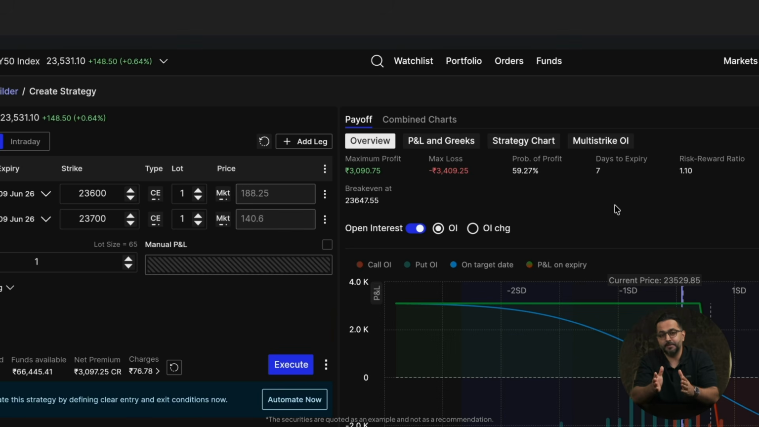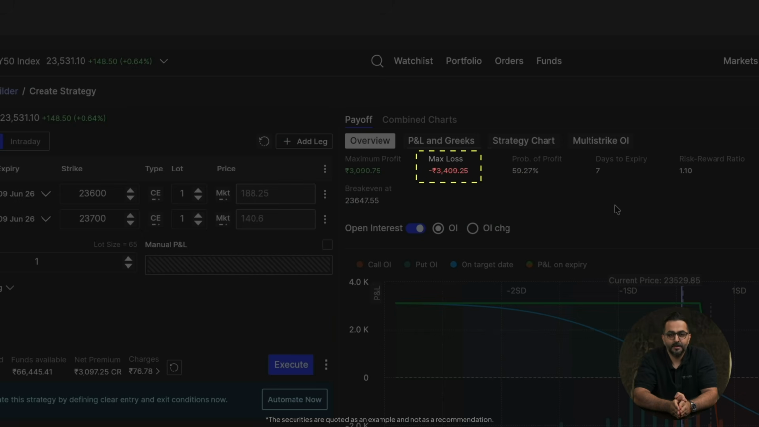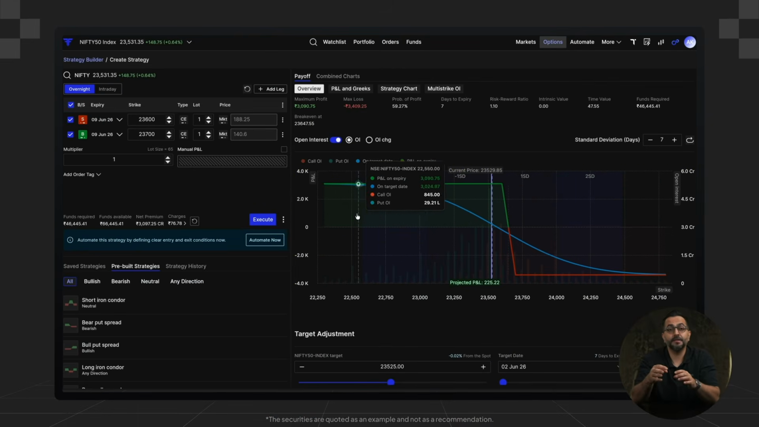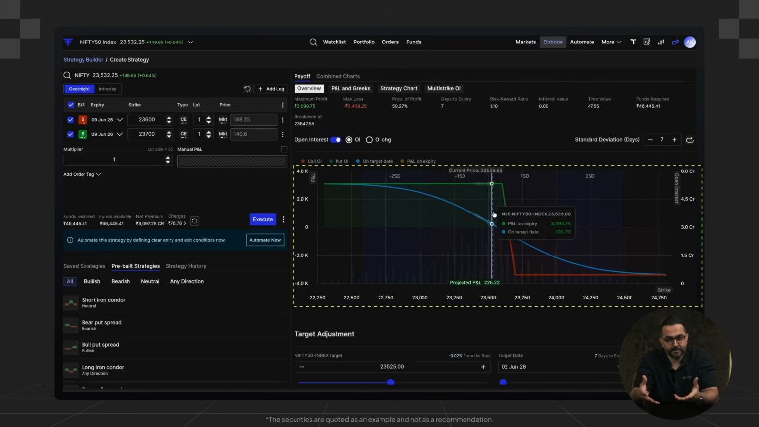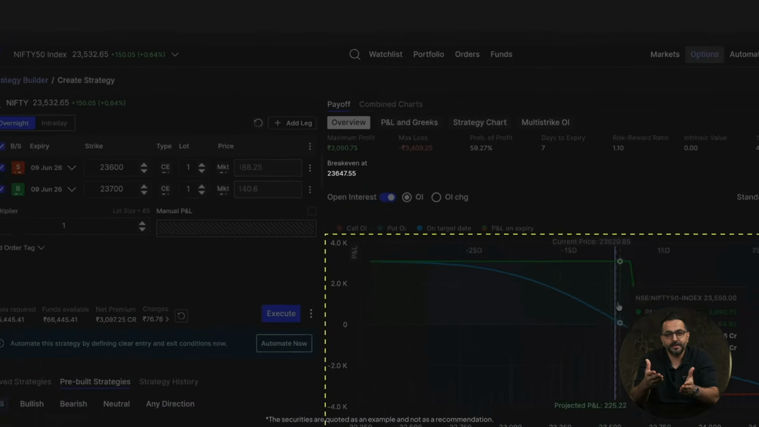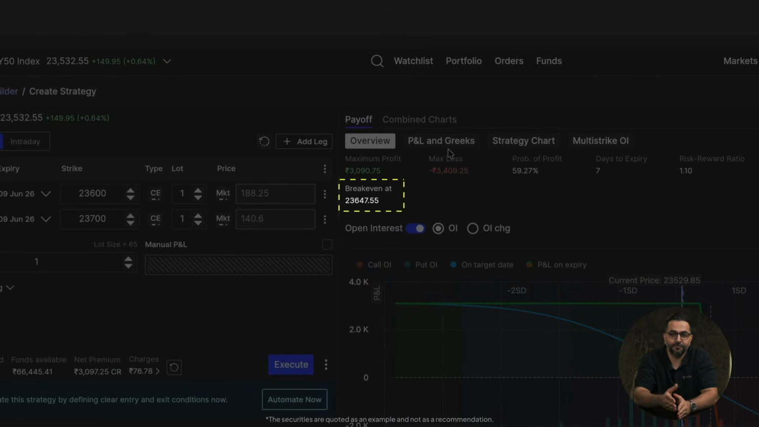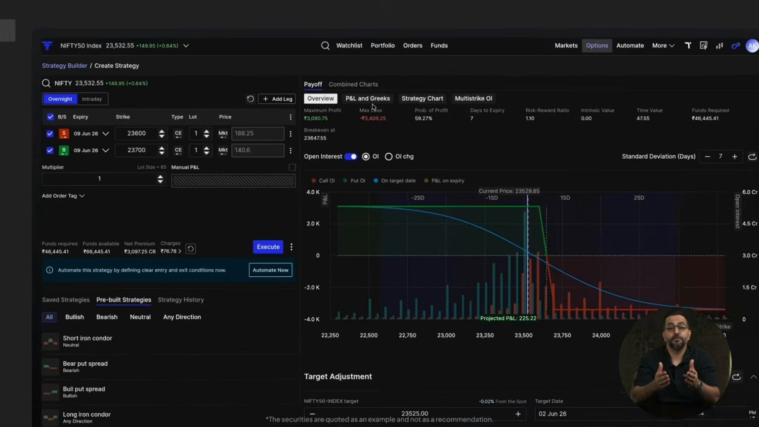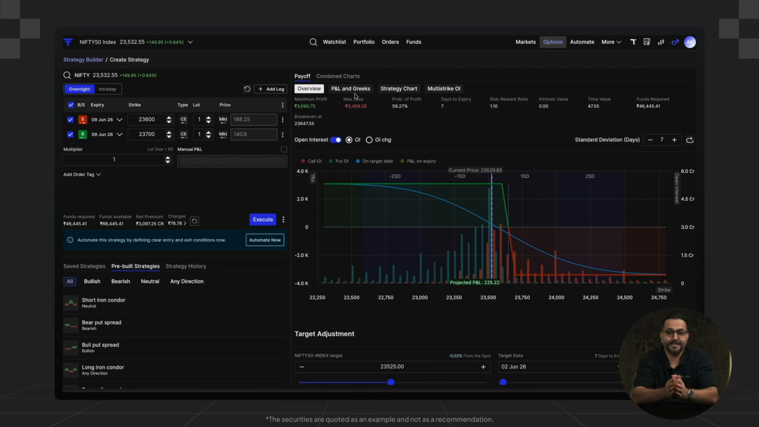In this example, the maximum profit is around 3,100 rupees. This is the net premium received from the strategy. The maximum loss is around 3,400 rupees. This happens if Nifty moves strongly above the higher strike. The break even is around 23,648. So, for this trade to remain profitable at expiry, Nifty should ideally stay below this break even level.